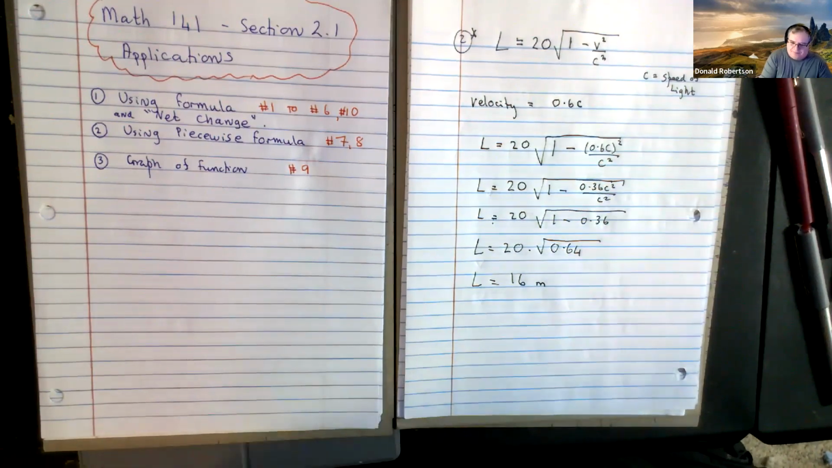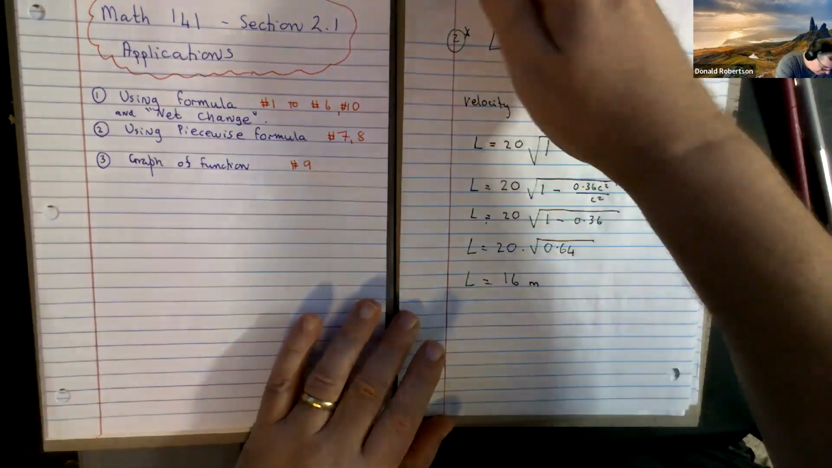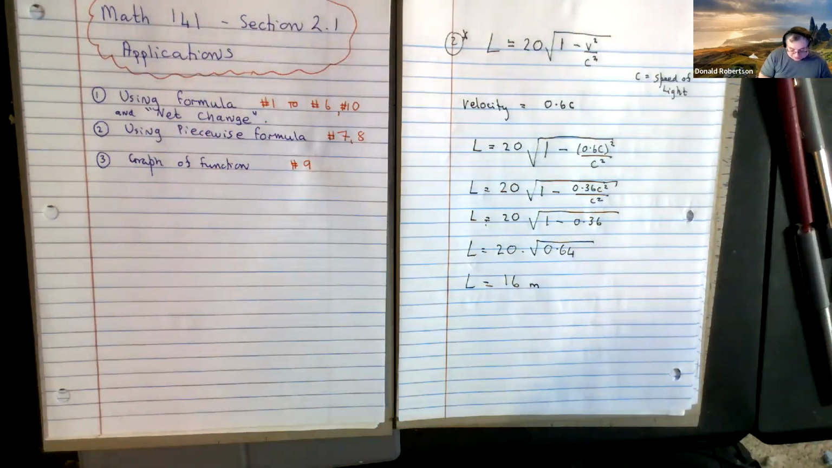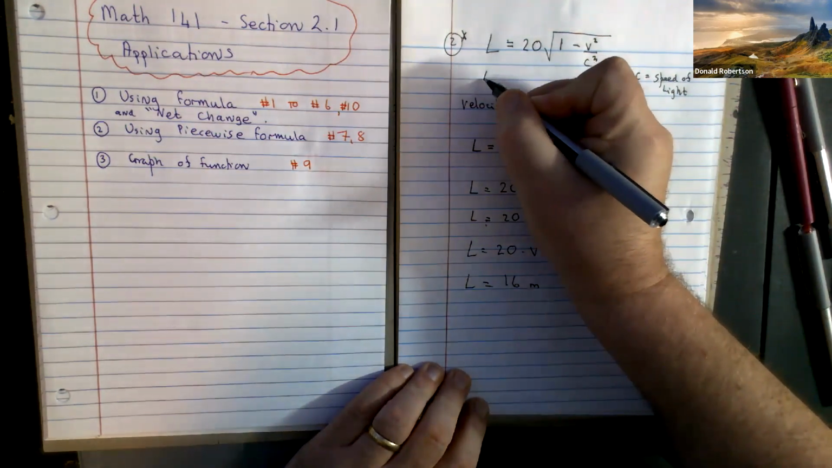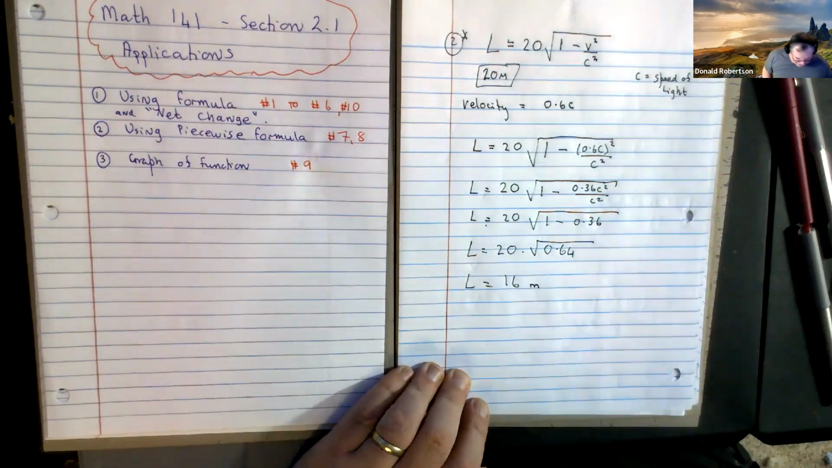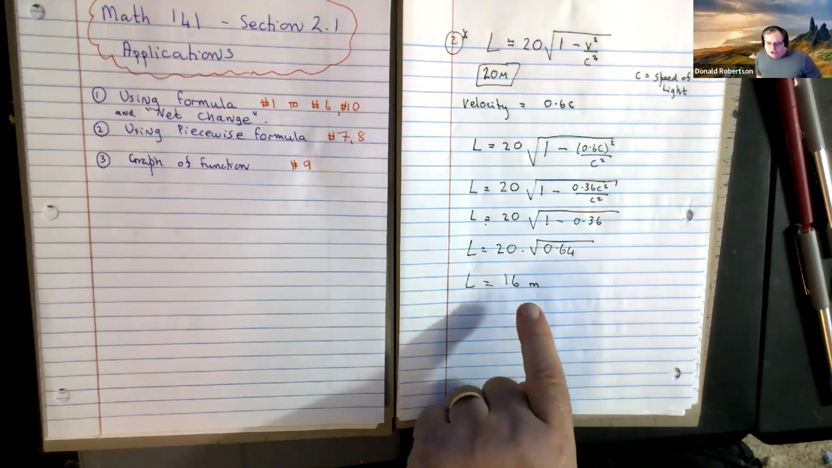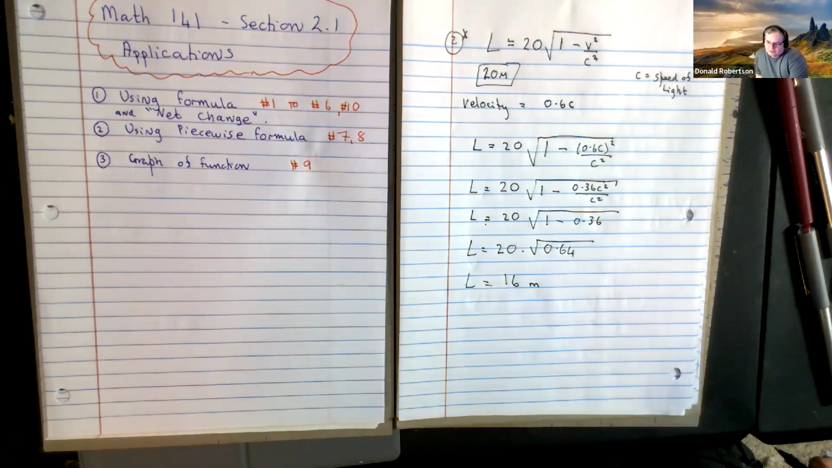Fine. Now, that is kind of weird. And if you're into Einstein's theory of relativity and special theory of relativity, these things just are what they are. What that tells me is that if you were an object that was 20 meters long, and you go at 0.6 the speed of light, you will shrink to 16 meters.